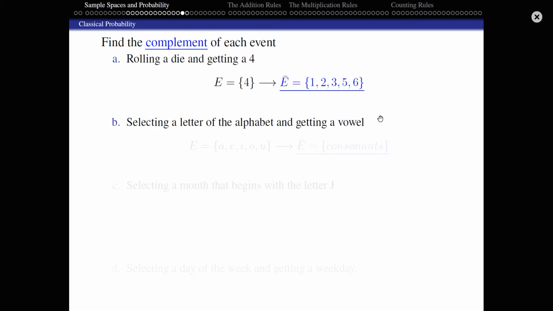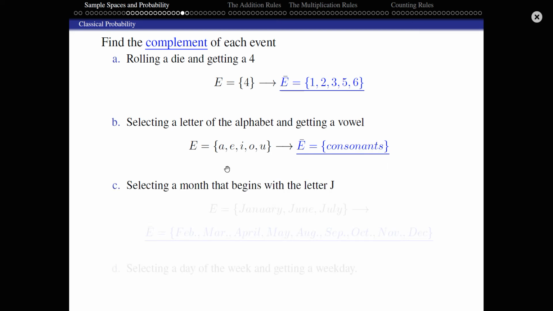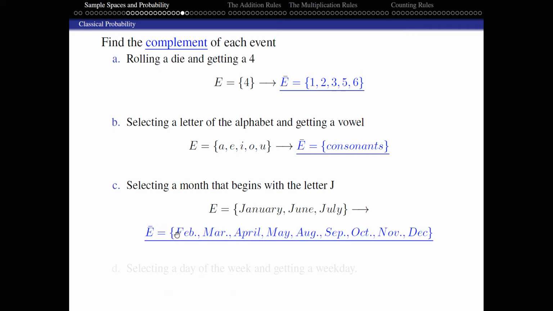All right, so selecting the letter of the alphabet and getting a vowel, what would the complement be? You can pause and give it a shot quickly. All right, so the complement, here are the vowels. The complement is going to be the consonants, or everything that's not A, E, I, O, U, or I guess sometimes Y if you want to throw that in there. What is the complement of selecting a month that begins with the letter J? Pause it and give it a shot. Well, complement is everything that isn't that. So J is January, June, July. Complement is all of the months that aren't January, June, or July.